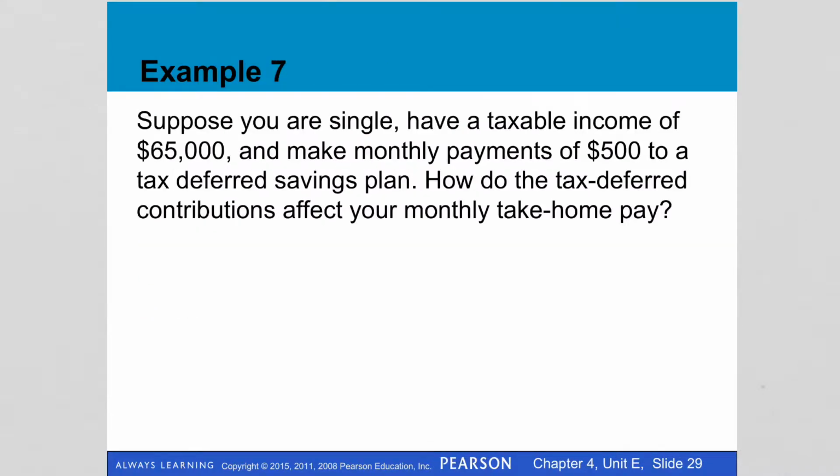Example 7 says, suppose you are single, have a taxable income of $65,000, and make monthly payments of $500 to a tax-deferred saving plan. How do the tax-deferred contributions affect your monthly take-home pay? So if you're single with $65,000, if you look back at the table, you are in the 25% tax bracket.